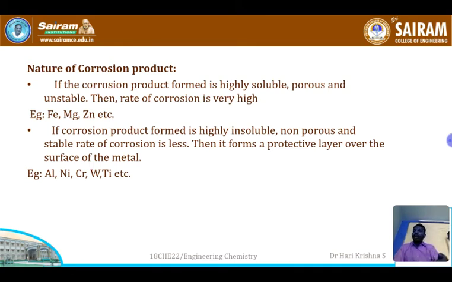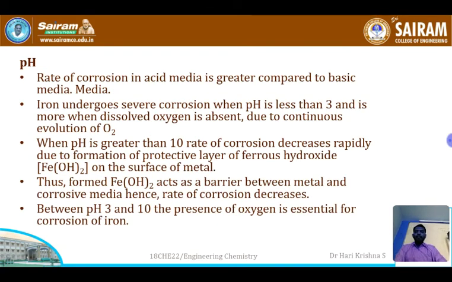Examples are aluminium, nickel, chromium, tungsten, etc. All these are passive metals. So aluminium and nickel are called passive metals. Nature itself has given them a boon, protecting them from undergoing corrosion. Okay, so next we have pH.